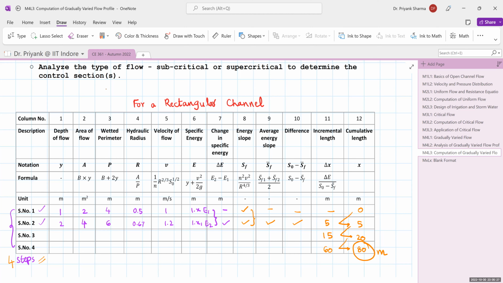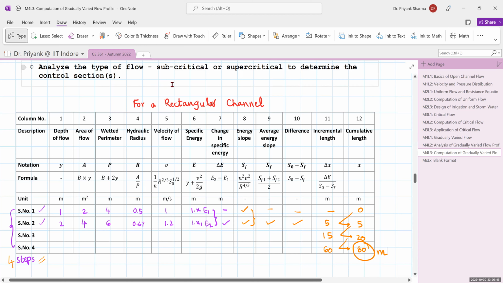So that way, if the number of steps is specified, say do it in 4 steps, do that. If not, at least you should do 2 or 3 steps. The more number of steps, the better you are able to get the result, because otherwise you will approximate the profile to be a straight line if you just take 2 steps. So this is how you compute the length of GVF profile using the direct step method. So all the formulas are given here. So the same table you can adopt and very easily you can get the GVF profile length.